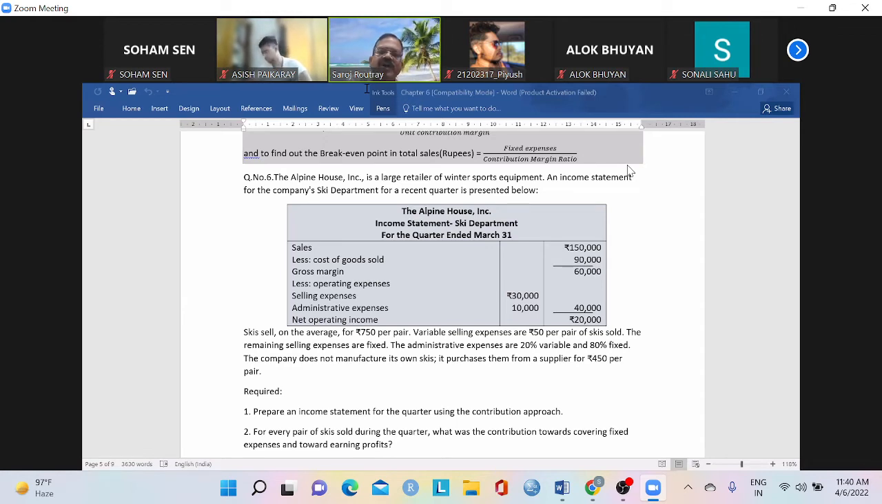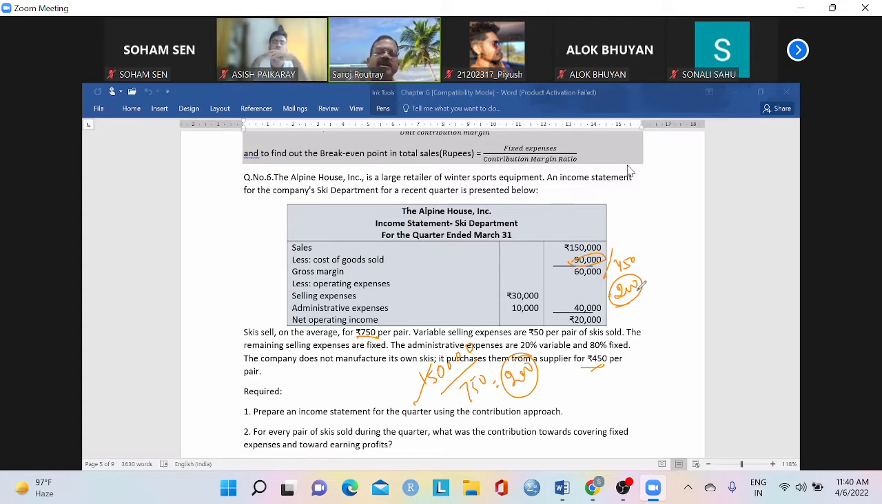How can we find out if every pair is sold for 750? If every pair is sold for 750, then 1,50,000 will be consisting of 200 pairs. Either you take this, or you can take 90,000 is the cost of goods sold, and per unit cost of goods sold is 450. So that way also you can take 200. So 200 number of units are sold.